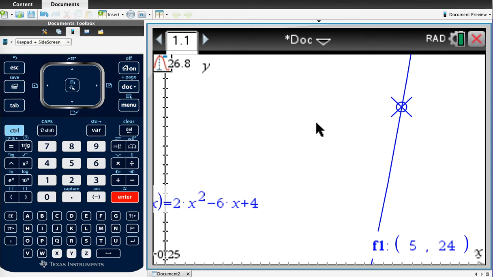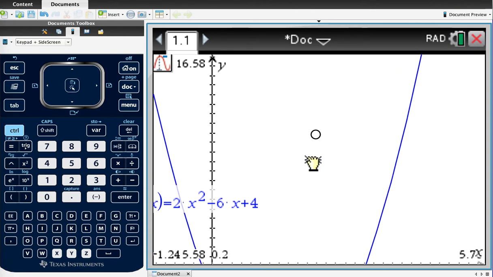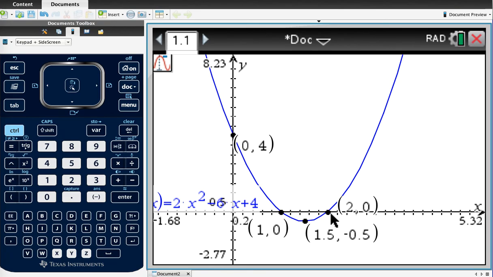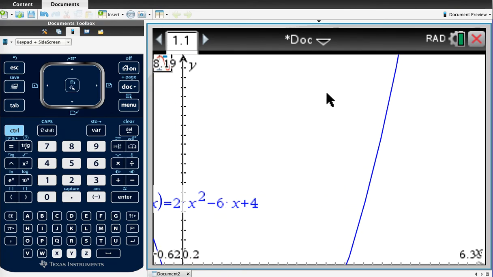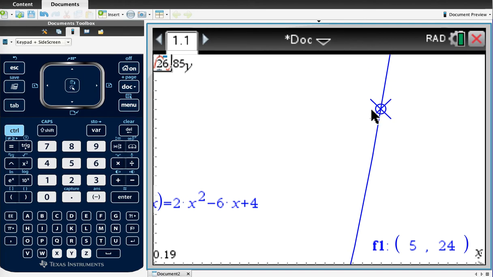So to finish this up, I could say that my y values, my range, is that the lowest value I can have is down here at -0.5, inclusive of the -0.5, and the highest value I can get is 24. I can't get any higher than y is 24.